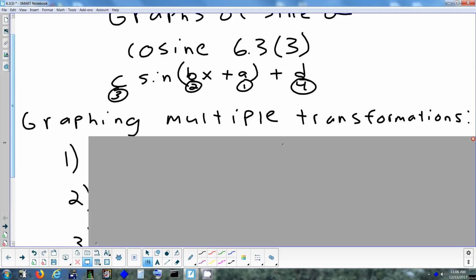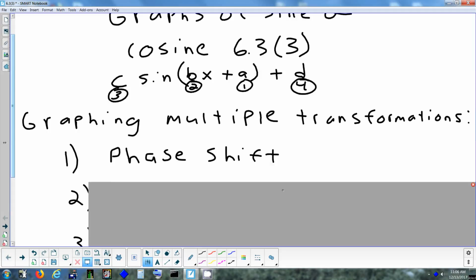Left 2. Or left, in general, because we don't have a specific number. We just have an A. Yeah, left, or could be right. And what do we call that one? It's a phase shift. Okay. How about the second transformation? What is that one?